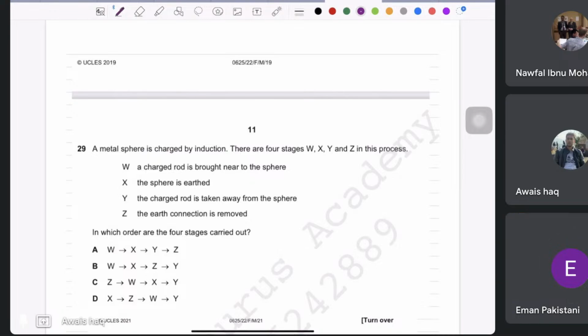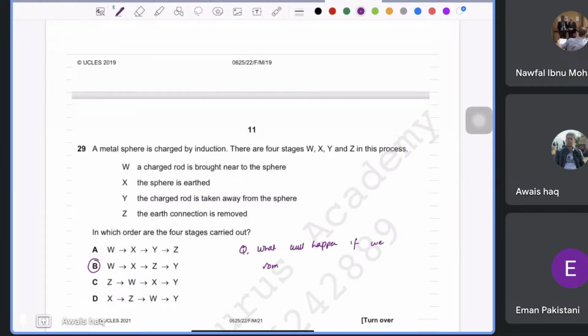B. So first we need to bring a charged rod, then we earth it, then we have to remove the earth connection and then take away the rod. Is that correct? Yes, you guys? No, sir. Okay. So that is correct. Why? The question is, what will happen if we remove the rod before earth? Can somebody please tell me?